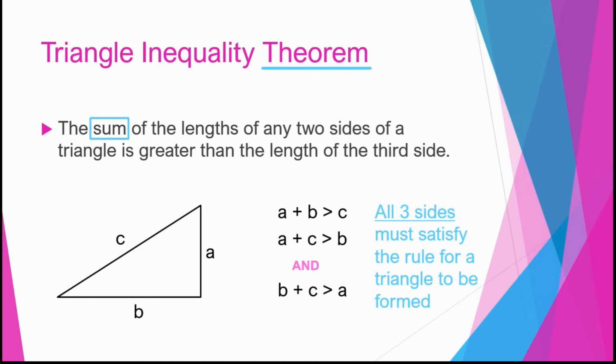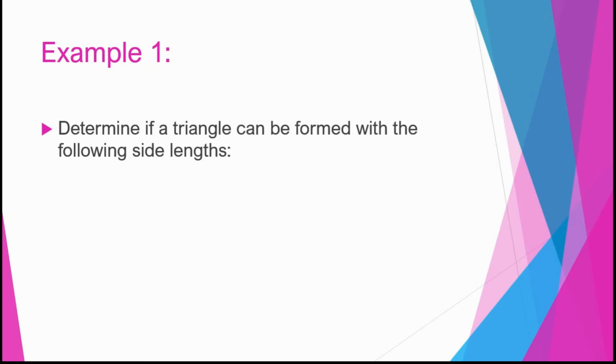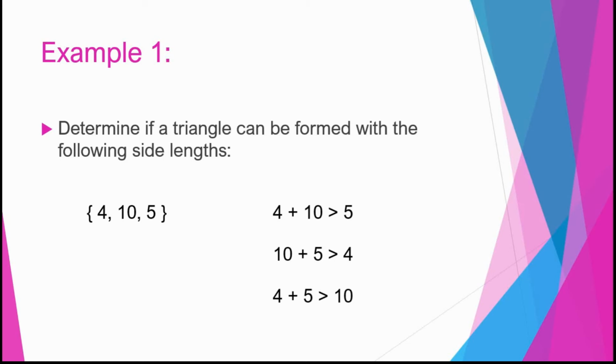So for our first example, we're going to determine if a triangle can be formed with the following side lengths: 4, 10, and 5. If we add two of those up, it has to be greater than the third one. But that has to be true with every pair of two. So if I do 4 plus 10, just looking at those first two, it would need to be greater than 5. Then 10 plus 5, looking at those second two, would have to be greater than 4. And the only other pair I need is 4 and 5. When I add those together, it needs to be greater than 10 for these three lengths to make a triangle.